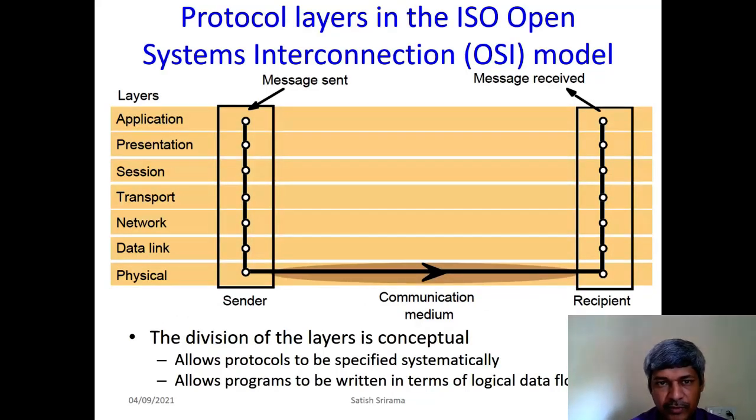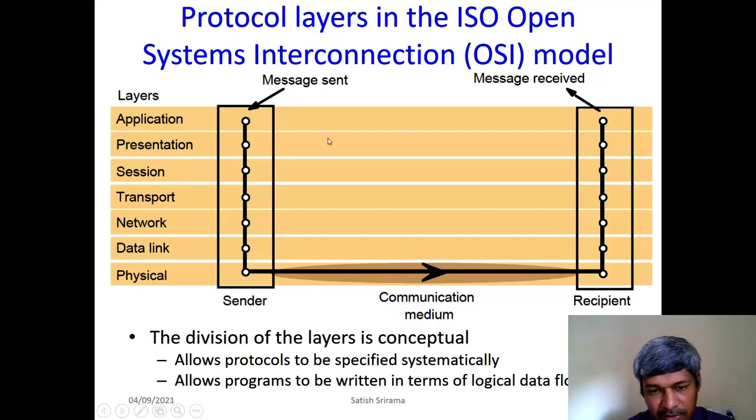Now let us look at network layers in general. Probably all of you know about the protocol layers in the ISO OSI model, the Open Systems Interconnection model. It is a 7-layered network architecture. It has the physical layer at the lowest level, then the data link layer, then the network layer, then the transport layer, session layer, presentation layer, and application layer.